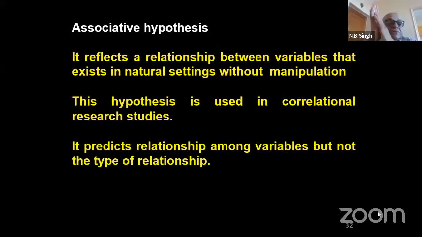Associative hypothesis. It reflects a relationship between variables that exist in natural settings without manipulation. This hypothesis is used in correlational research studies. It predicts a relationship among the variables, but not the type of relationship.